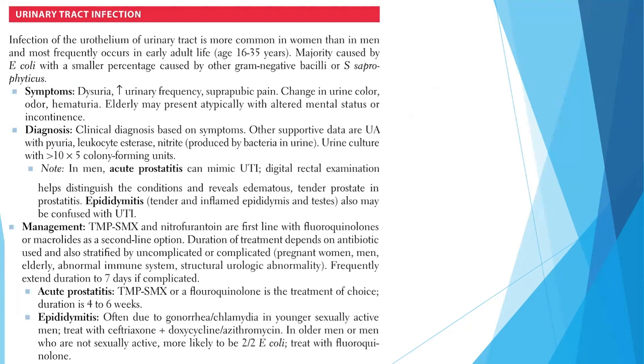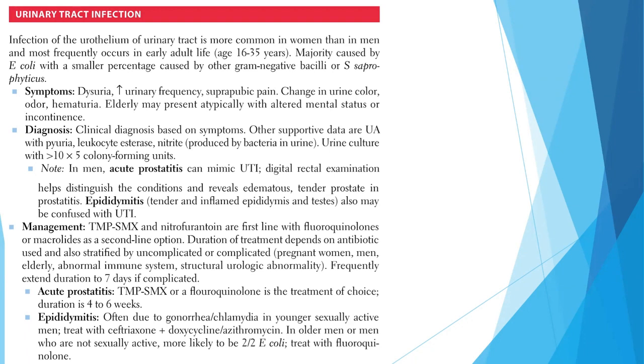Now, talking about urinary tract infection. So infection of the urothelium of the urinary tract is more common in women than in men and most frequently occurs in early adult life, 16 to 25 years. And the majority is caused by E. coli, with a smaller percentage caused by other gram-negative bacilli or Staphylococcus saprophyticus.